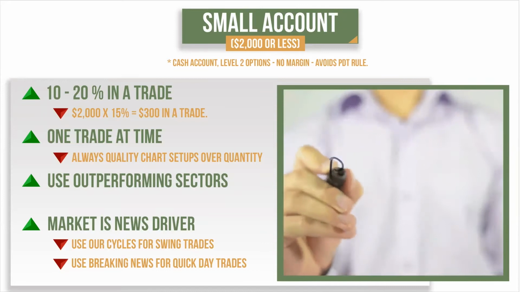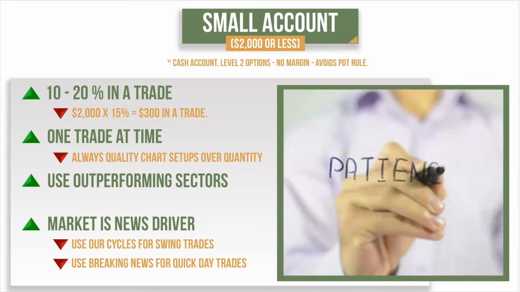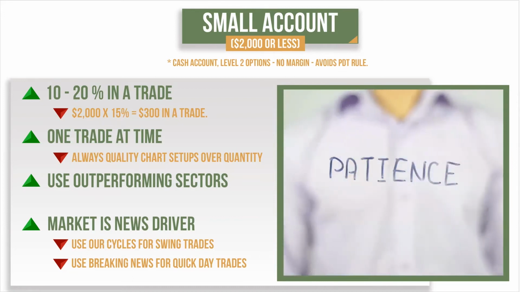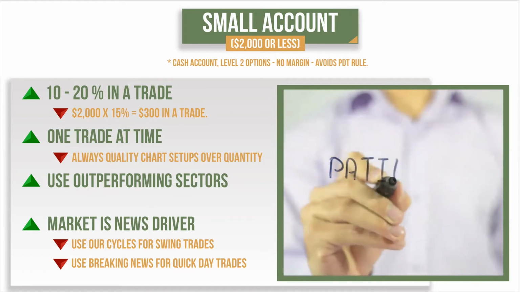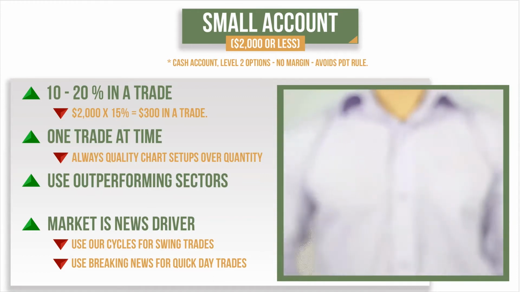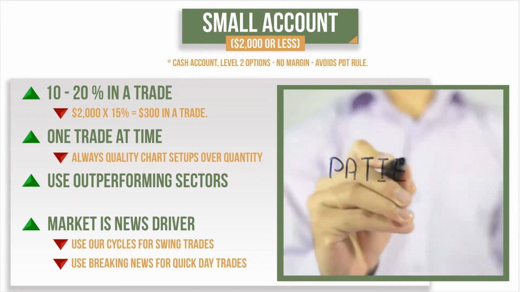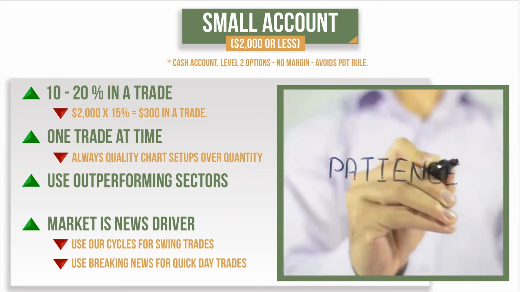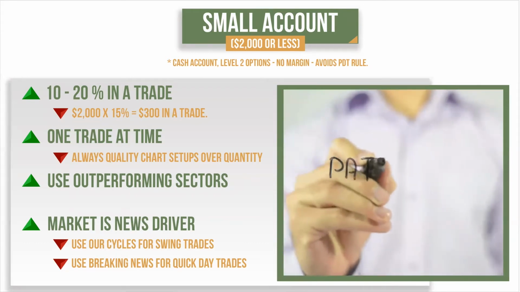So with that being said, you're looking for anywhere from 10 to 20% into a trade with a smaller account. For example, if you have a $2,000 account and you go with the midpoint of 15%, you're making a $300 trade. So you still have $1,700 cash in your account. And the max you're going to risk on that $300 trade is how much? We just went over that. 50% max stop loss.